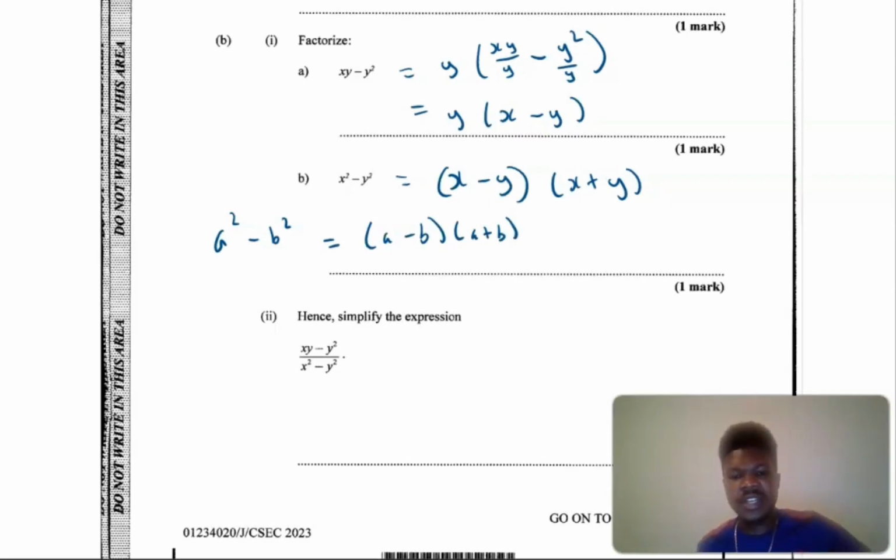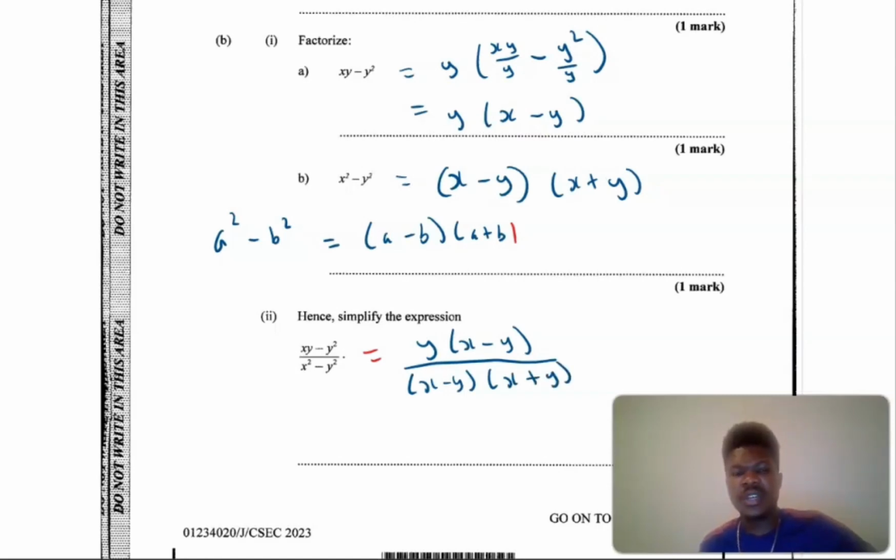Now it says hence simplify the expression. So what is happening here, it wants us to combine. So first the factor part here, and then we factorize the second one here, and the final question is a combination of both of those. So let's go. So we already factorized the numerator, and when we did so, we got y times x minus y. We'll factor the denominator, we got x minus y times x plus y.